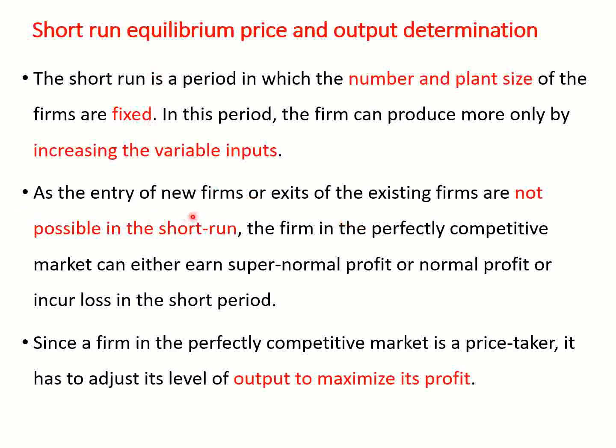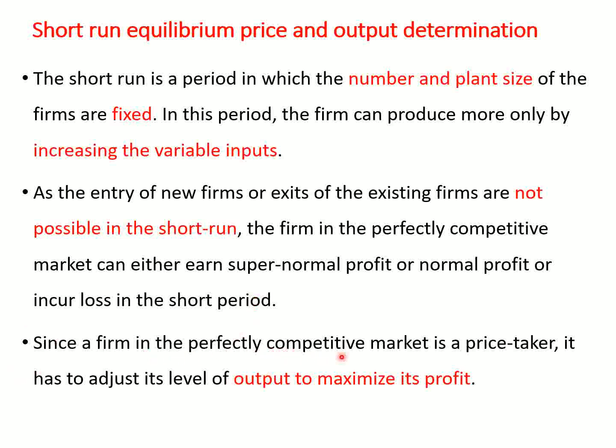And in the short run, there is no new entry or exit of firms from the market. The firm in a perfectly competitive market can either earn supernormal profit, normal profit, or incur a loss in the short period of time. But in the long run, the firm can only make a normal profit. There is no supernormal profit and no loss in the long run. In the long run, a firm makes a normal profit, which only covers the opportunity cost of the firm.